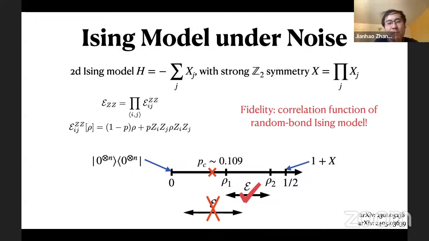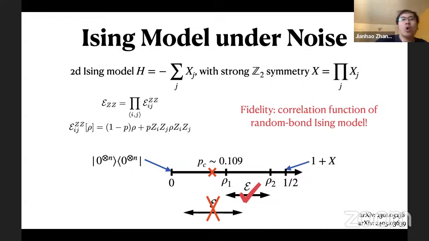And by mapping to a stat mech model, we proved that the universality class of such a decoherence-induced phase transition falls into the universality class of the 2D classical random bond Ising model along the Nishimori line. And the fidelity correlator is actually the correlation function of the random bond Ising model along the Nishimori line.